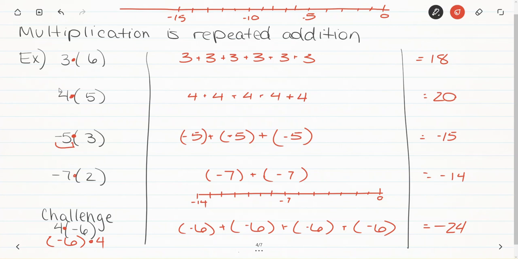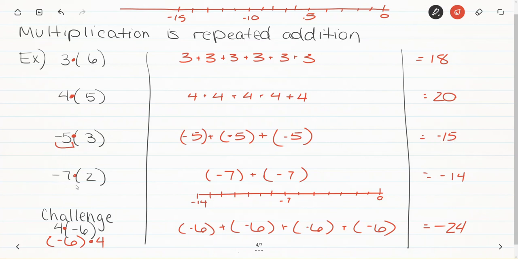Same thing with the 4 and the 5. The 4 is a happy person. The 5 is a happy person because they're both positive. So they're both going to be in a happy relationship. Now things kind of take a turn whenever we have a negative personality and a positive personality. They don't have the same personality, so therefore they're going to have a negative relationship.